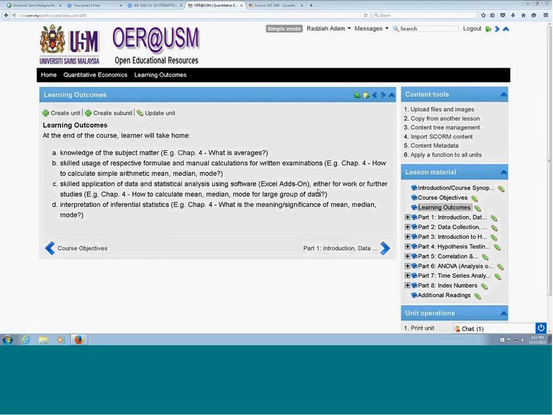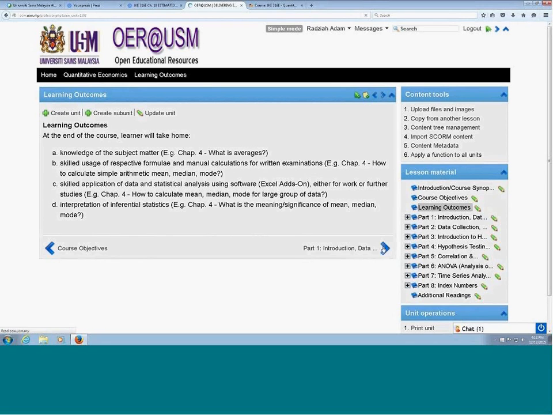When you calculate means, you must be able to explain what the meaning of this figure is. What is the significance of having a hypothesis test? What is the meaning of this interval estimation? Okay, so that is what you need to have in your hands at the end of each topic. You must know what it's all about, how to calculate, okay, using formula for the written exam, how to use the software, okay, for huge data, and how to interpret the values.